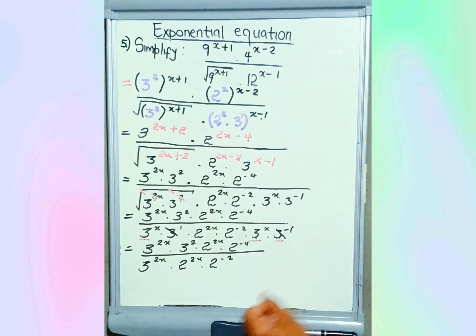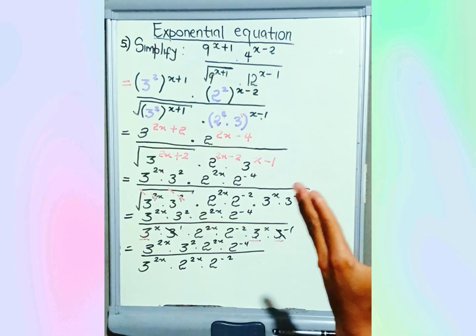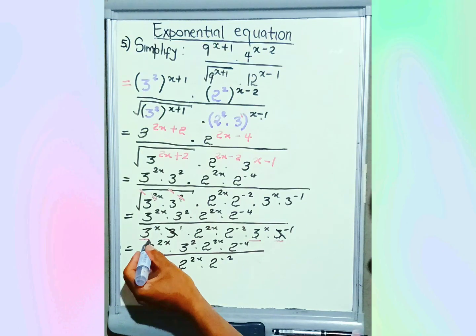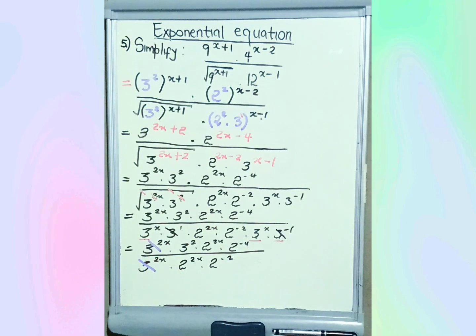Then now we are done simplifying the denominator. Now we're going to check. We don't have anything on the numerator that is the same on the denominator. You take your pencil now. If there is something the same on the numerator as on the denominator, you are allowed to manipulate that. This 3 raised to 2x is the same as this 3 raised to 2x, so we cancel this one, and also 2 raised to 2x is the same as 2 raised to 2x. Just cancel that one, okay?